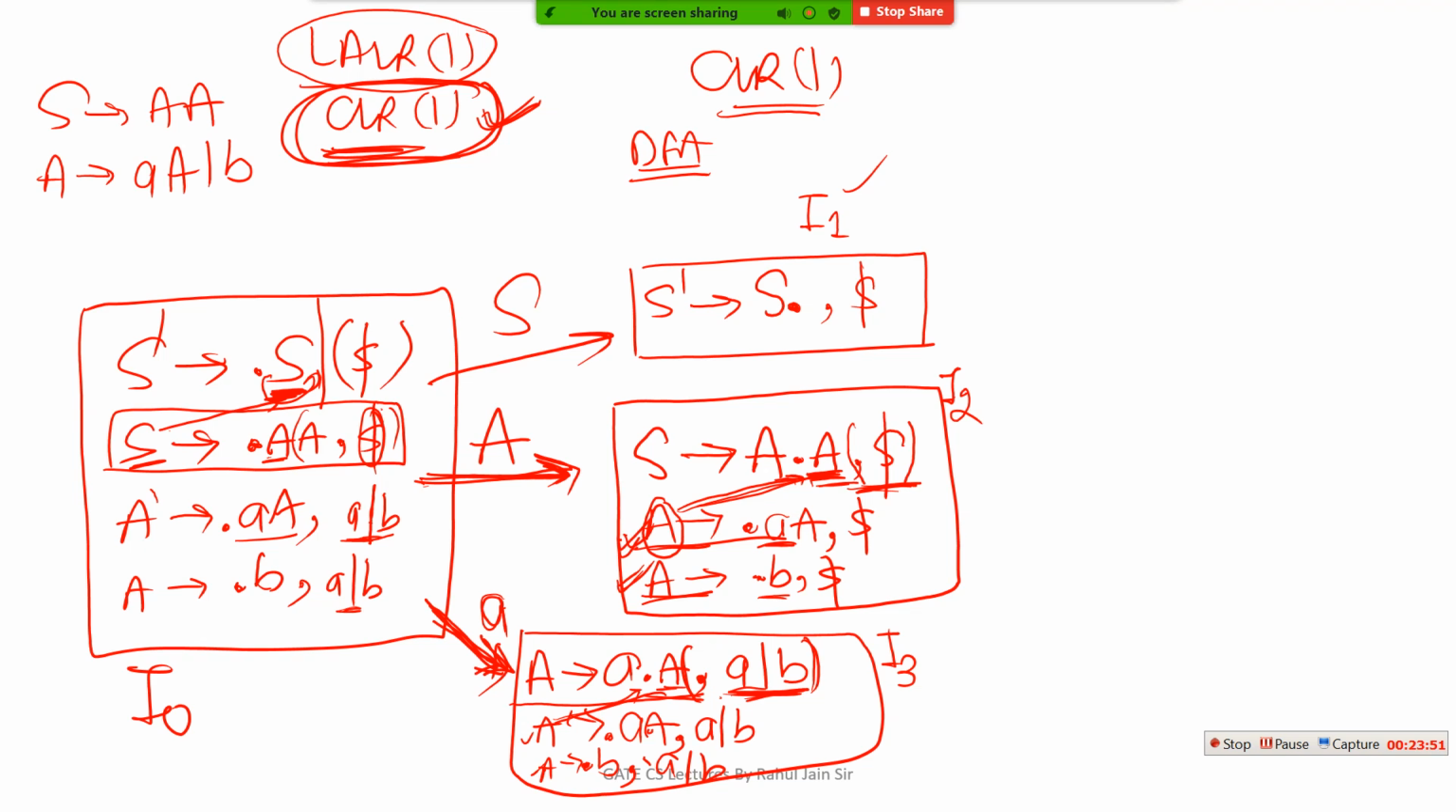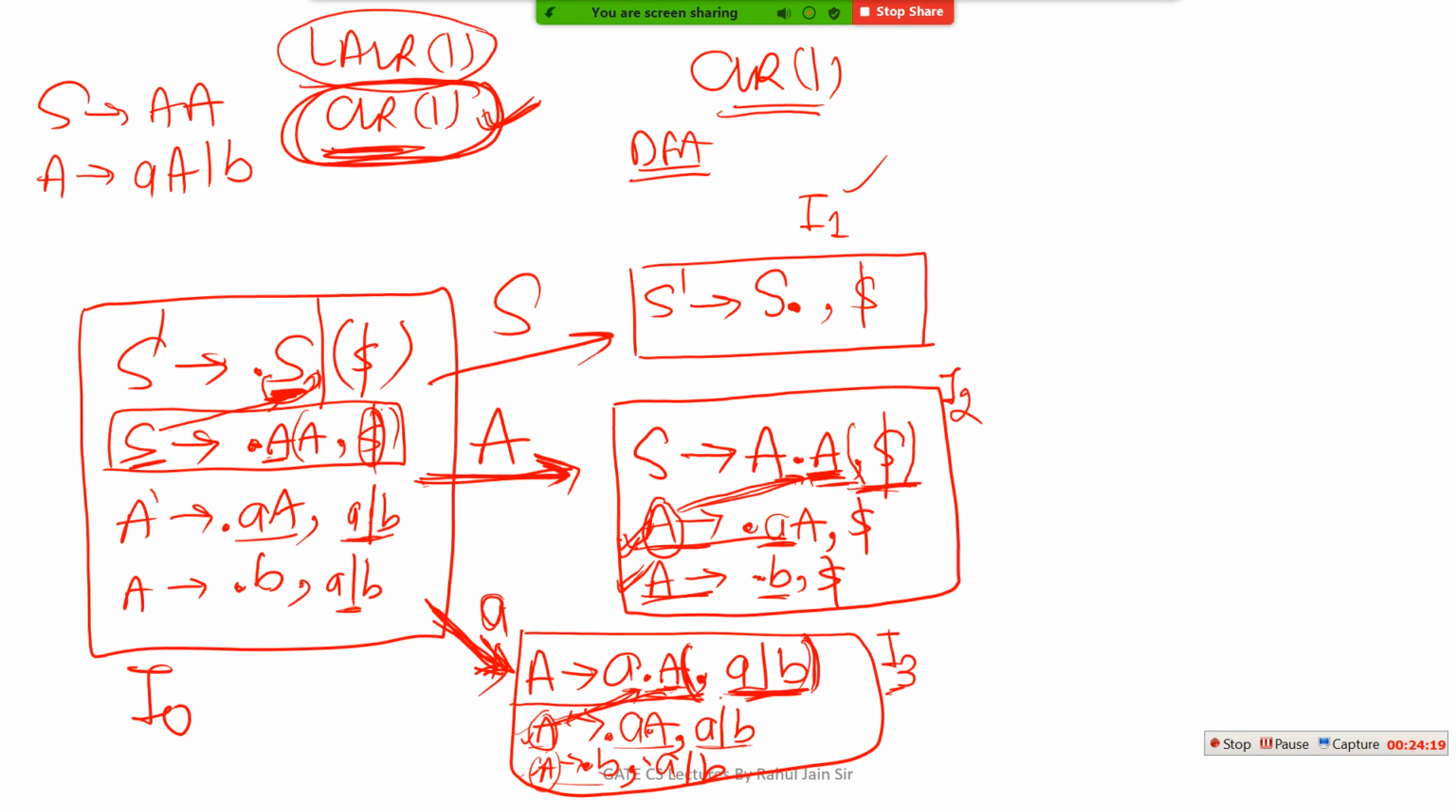But while doing closure, I write A derives dot A and A derives dot B. But look ahead of this A and this A now depends on the previous step. What is the previous step? Whatever is remaining after A, the first of that would be the look ahead of that. So first of AB is nothing but AB. So I write AB as the look ahead of this A and this A in the I3 state.